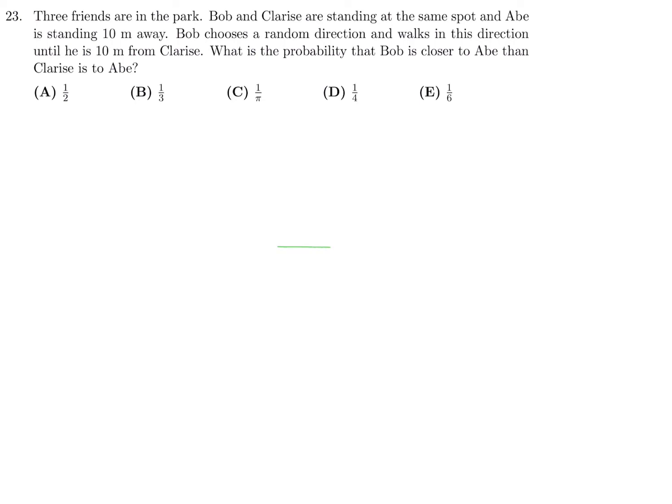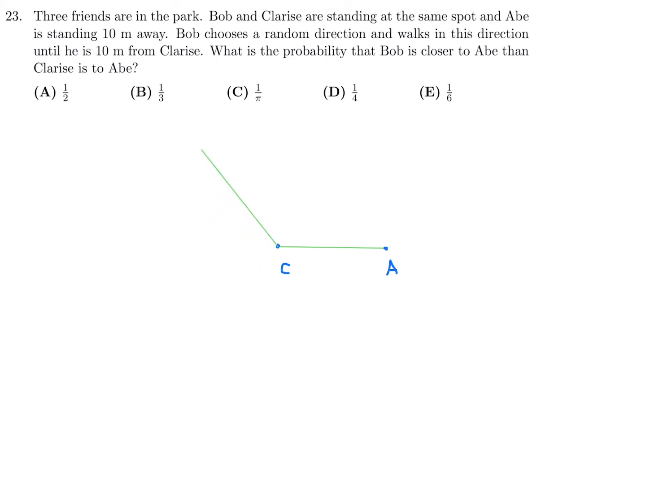Well, initially, we have some scenario here where Bob and Clarice are at this point, and 10 meters away is Abe. And then Bob will start to walk 10 meters in some direction. Now, we don't know where he's going. Maybe he's going here, maybe he's going there. But one thing is for sure, he's going somewhere that would create a circle, right? Because he's always 10 meters away from where he originally was, which was with Clarice.